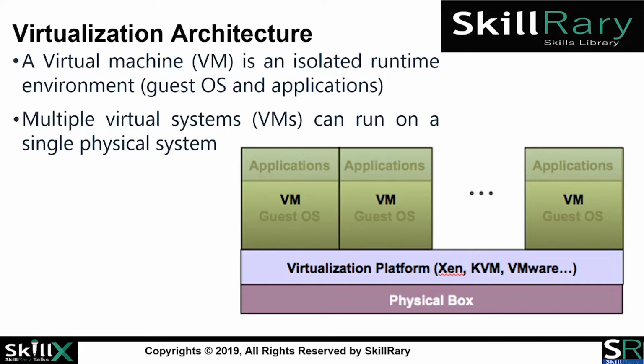So multiple virtual systems can run on a single physical system, as you see in the diagram. But one thing that is missing here is an operating system which is actually sitting on top of this physical box. Here in this diagram, it says virtualization platform. It mentions Xen, KVM, VMware. These are all the products that we can use. So why is there no operating system, and what if I have an operating system? What is that called? That is what we are going to look at next.